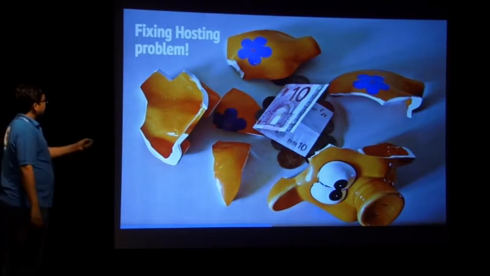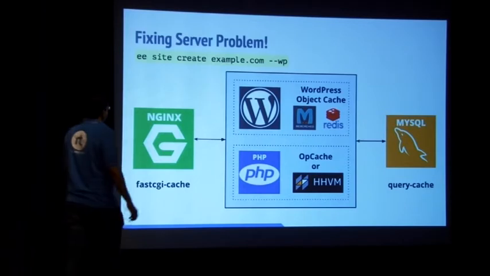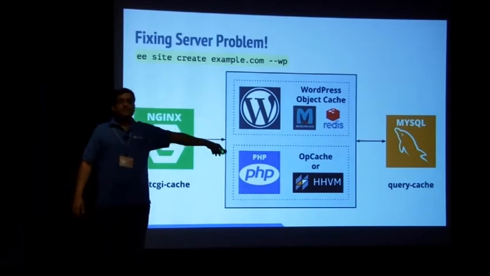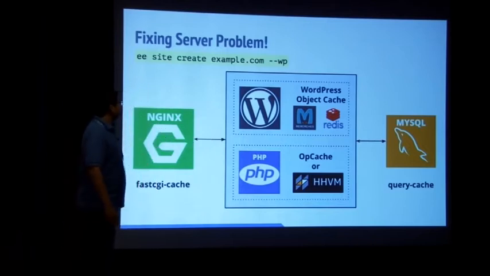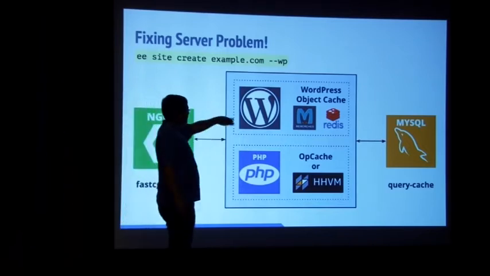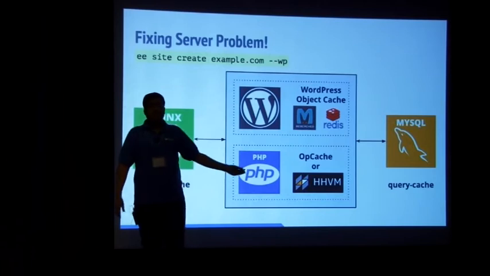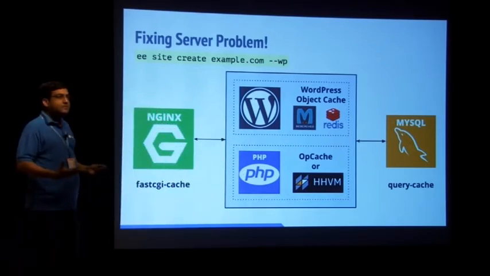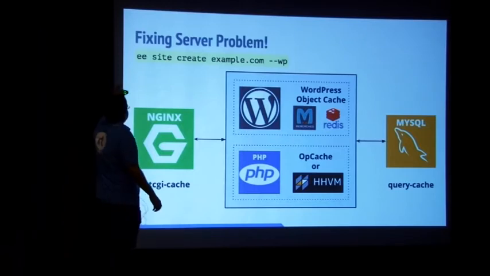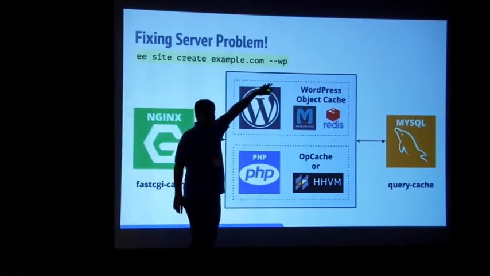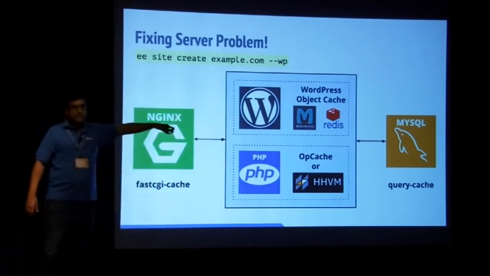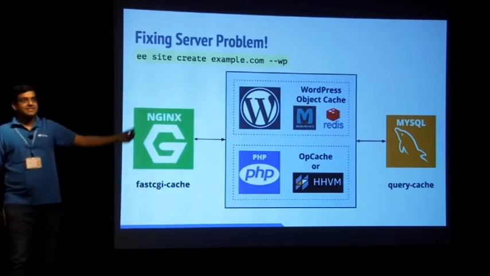Now the next is the server problem, right? In case of a server problem, again we have plenty of caching. On your web server you can add Nginx cache. On WordPress you have Memcache. For PHP there is an alternative in HHVM. Then there is a MySQL cache. It sounds like too much caching, but you can just run ee site create example.com with the WordPress flag, and it will configure this entire stack for you, that we saw in the last WordCamp.